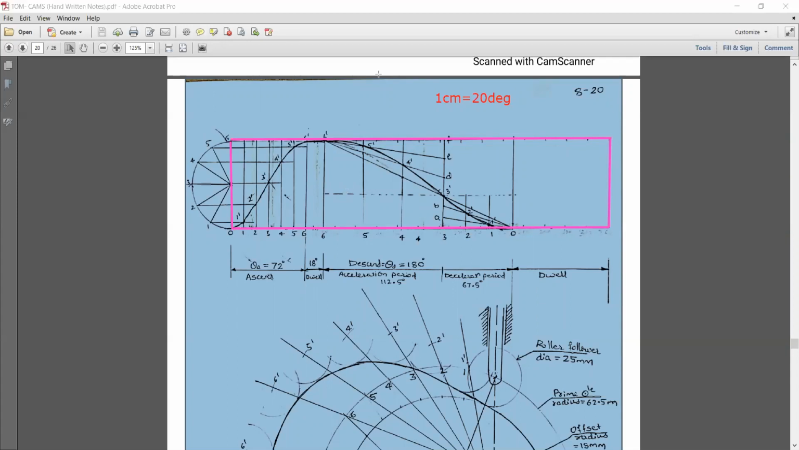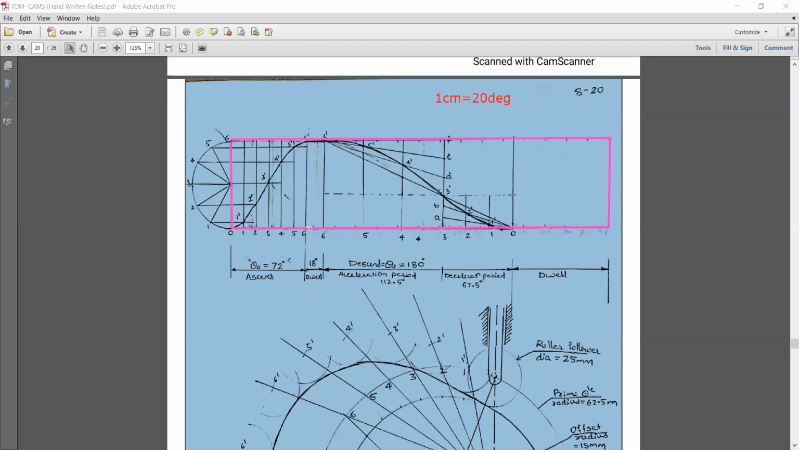How much did you get? 3.6, sir. 3.6 divided by 6. So you have to make 6 equal divisions. Mark them here. Measure the total length and mark it.